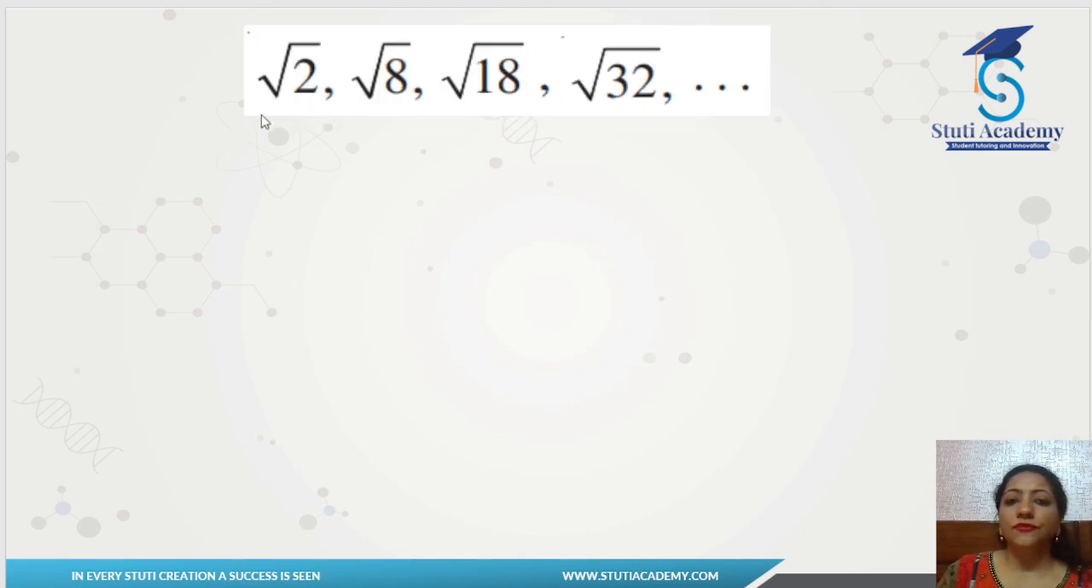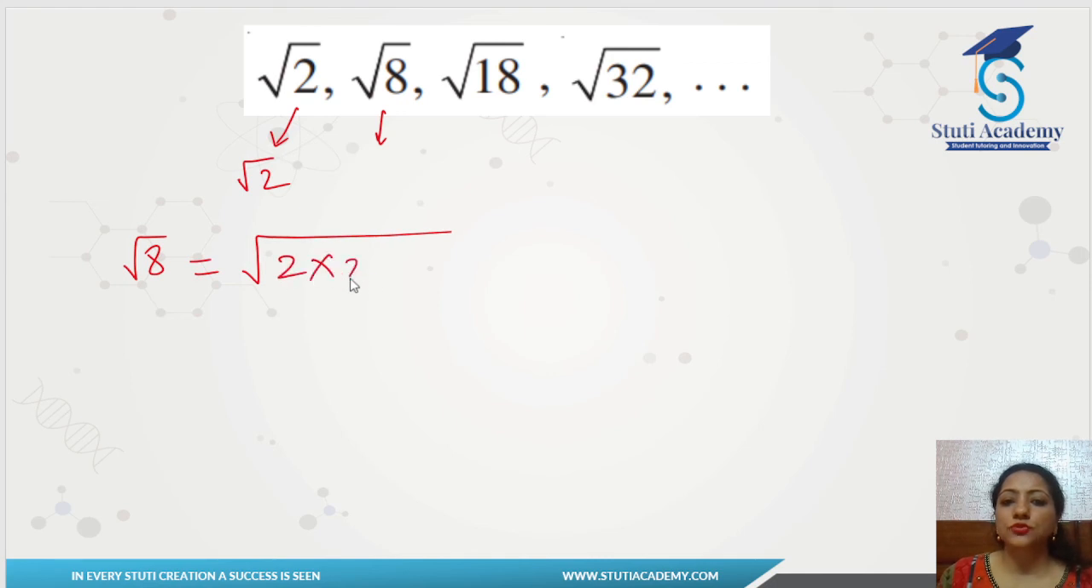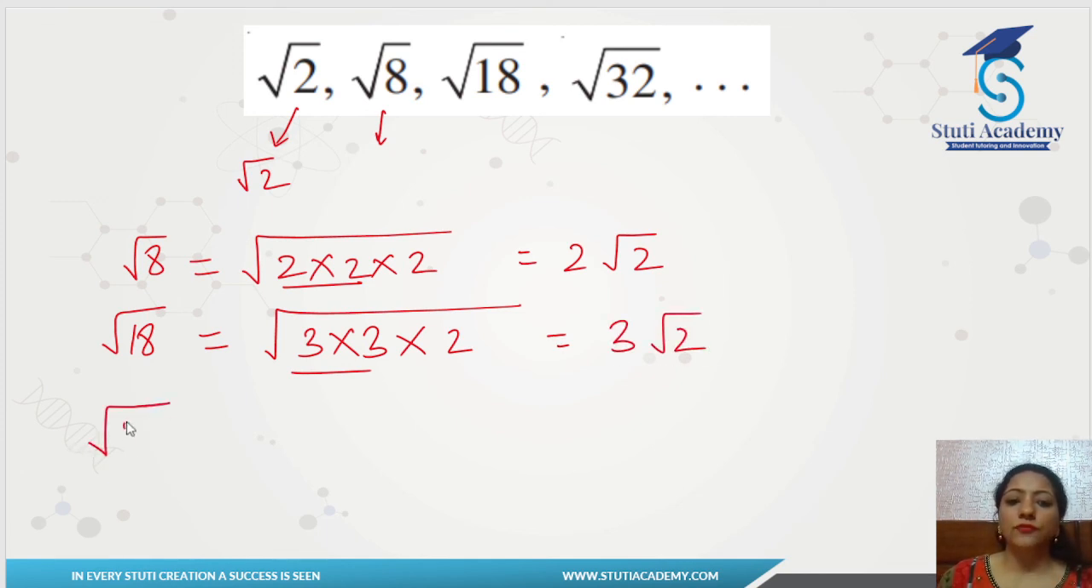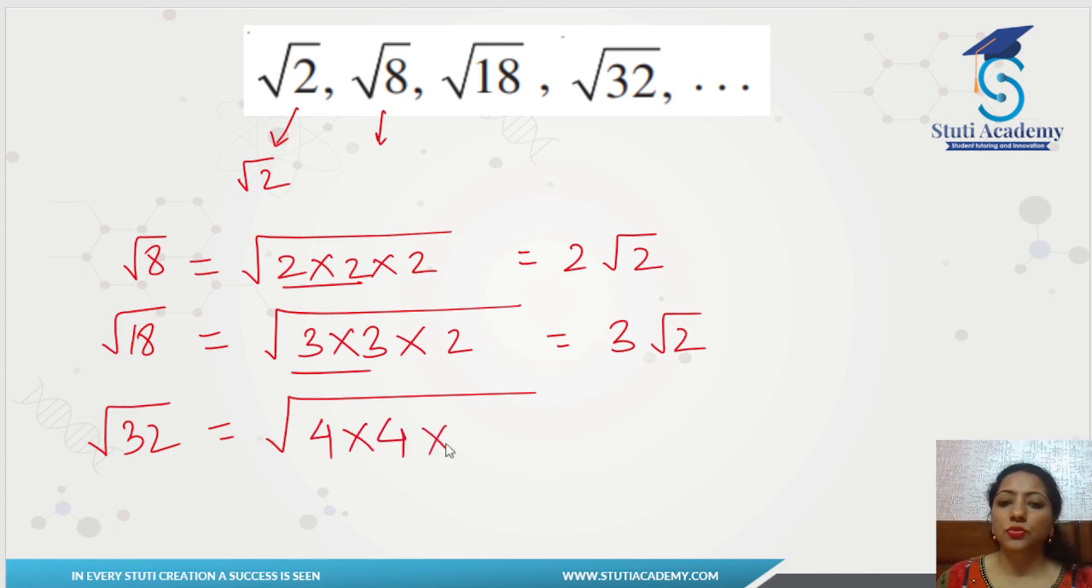Now coming to this, the first one is root 2 here. The second one is how much? We can write this root 8 as root of 2 into 2 into 2. That is actually 2 root 2. Root 18 can be written as 3 into 3 into 2. That is actually 3 root 2. Square root of 32 can be written as 4 into 4 into 2. That is 4 root 2.